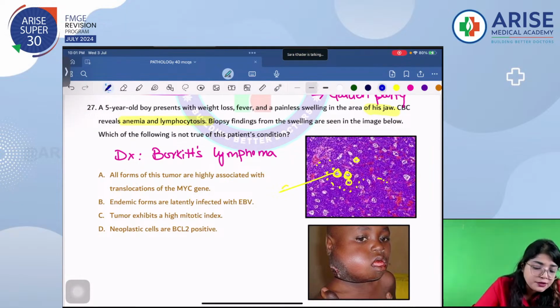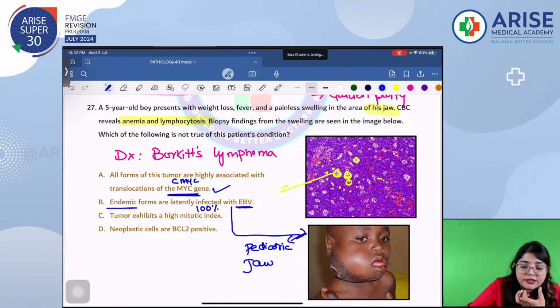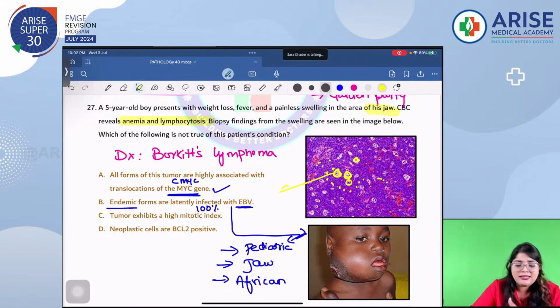So all forms of the tumor cell are associated with MYC gene. Which kind of MYC gene? c-MYC. Endemic are 100% infected with EBV. Remember, endemic affects the pediatrics. You'll usually see clinical features involving the jaw and an African tumor. This tumor is highly aggressive.